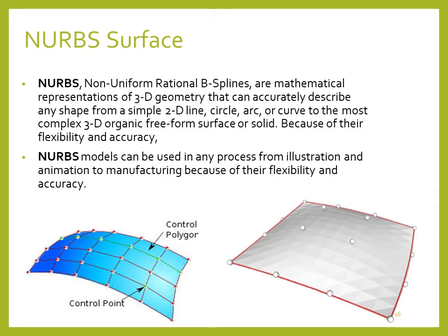We have discussed a lot about NURBS curves and its derivatives and its uses. Now let's come on to NURBS surface. NURBS again are non-uniform rational B-splines, that is the mathematical representation of 3D geometry that can accurately describe any shape from a simple 2D line to the most complex free-form surface or solid. NURBS models are very flexible and very accurate, so we use them in industries ranging from animation to manufacturing to illustration, all of these.